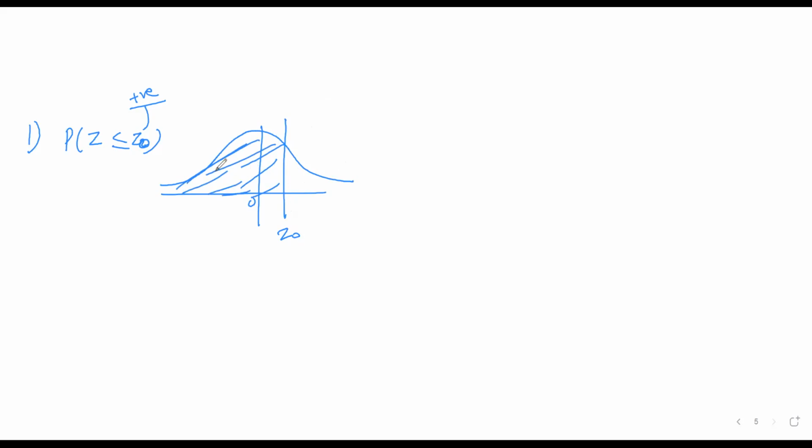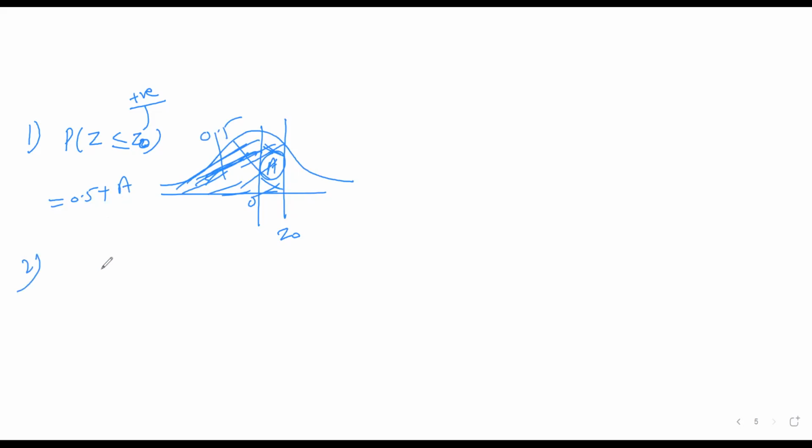So see, we know that this is the 0.5, and this one I know that it's the 0.5, this one remaining, and let's say that this is the A. So z is less than or equal to z0 means 0.5 plus A. And whatever the value of this region, you need to add it plus this region.